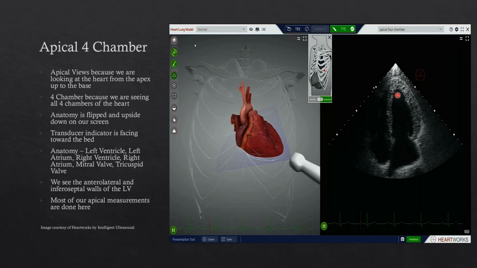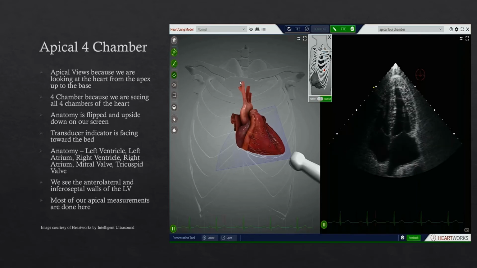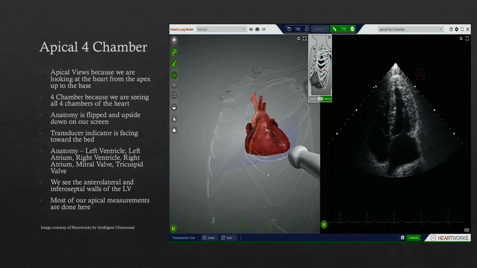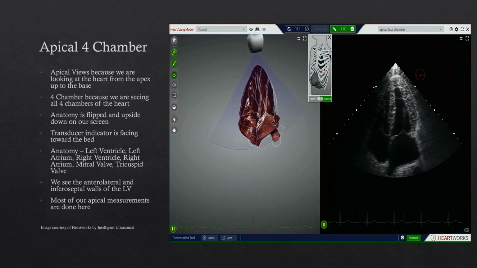In addition to that, we can see our anterolateral portion of the left ventricle, our inferoseptal, and we get a good view of the apex of the left ventricle in this view as well. And we're going to flip this around here so you get a better idea of how we're seeing this on our screen. There we go.